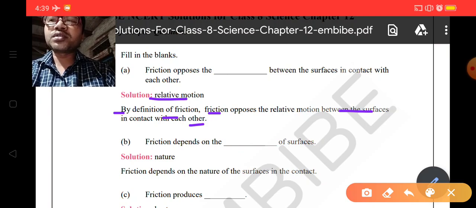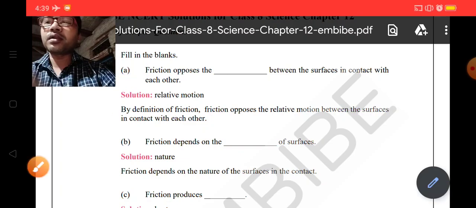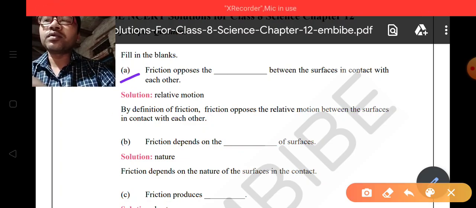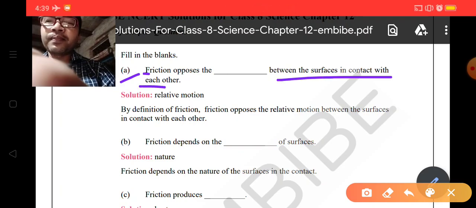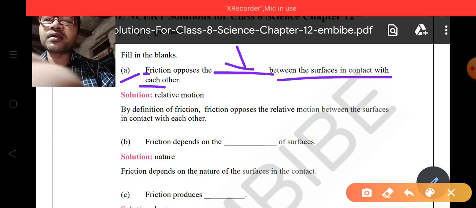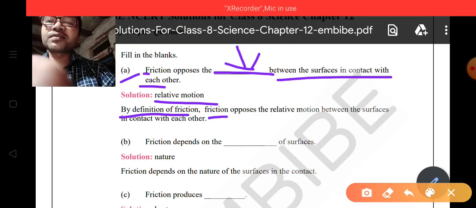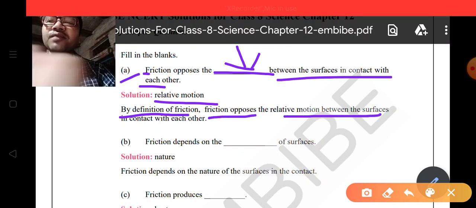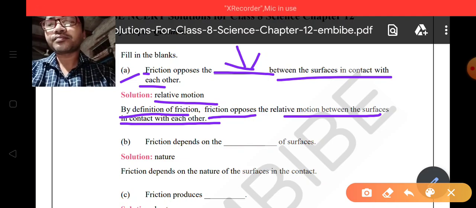Okay, so this is the answer of the first question. Now take your copy and pen and note it down. First note down this question and then underline and fill in here the relative motion. The explanation is given here. By definition of friction, friction opposes the relative motion between the surfaces in contact with each other. So this is the answer.